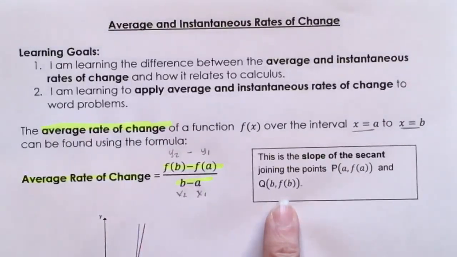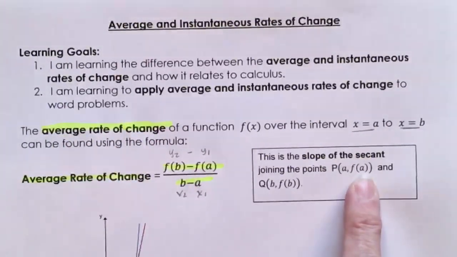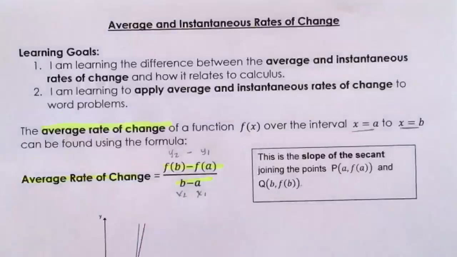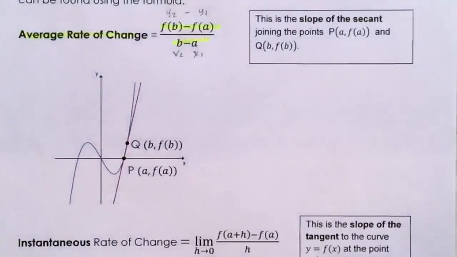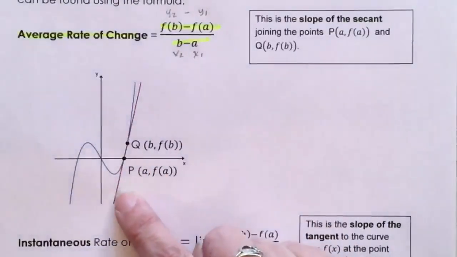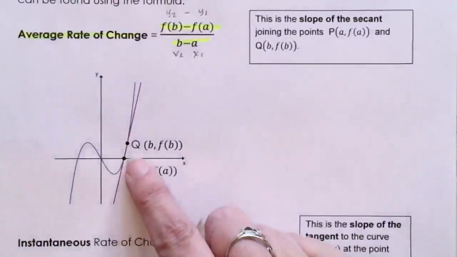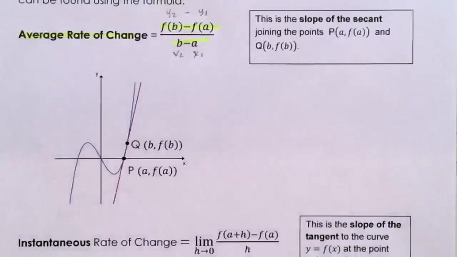This is the slope of the secant joining the points P, a, f at a, and Q, b, f at b. And then we've also got a picture showing a secant here joining points P and Q. So average rate of change, you're thinking slope of secant.